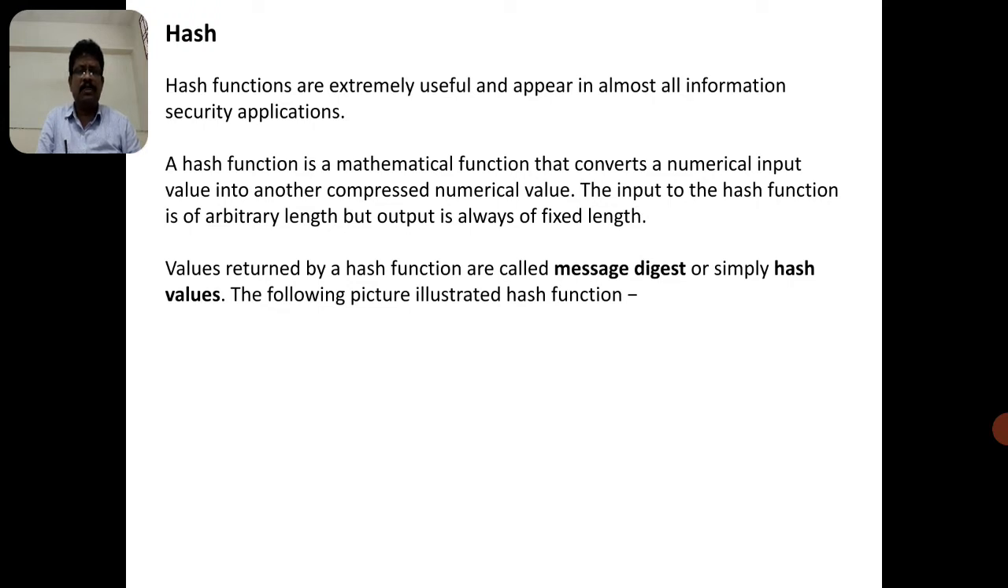The input to the hash function is of arbitrary length, but the output is always of fixed length. So whatever input is taken into the hash function, which may be of various length, is converted into a fixed length using the hash value. The values returned by hash functions are called the message digest, or simply the hash value.